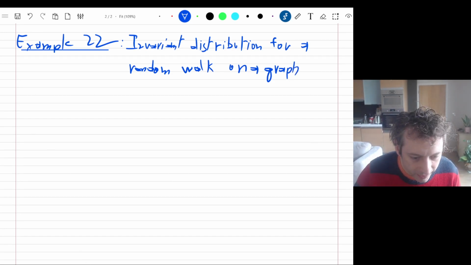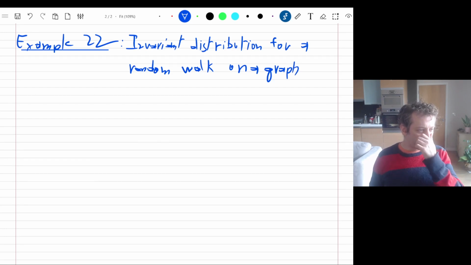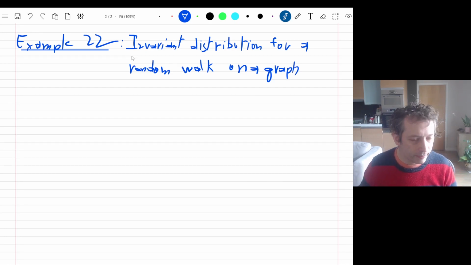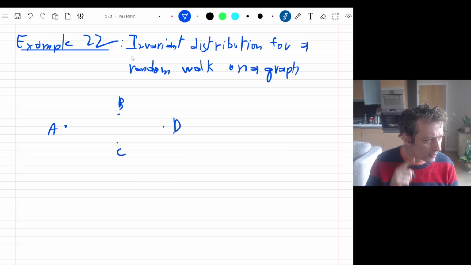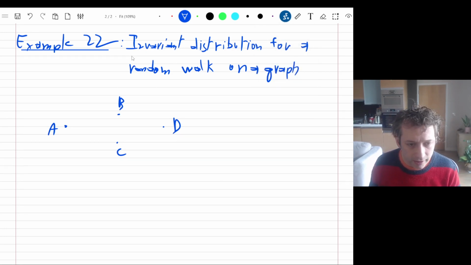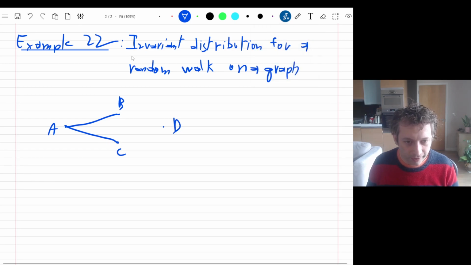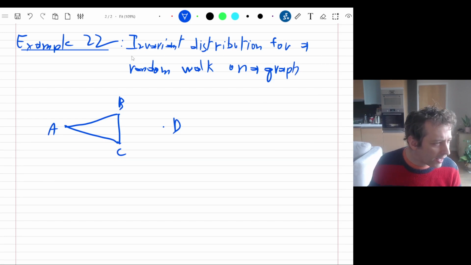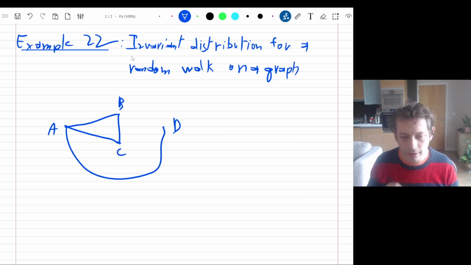Specifically, so what are we taking? We're taking a graph with 4 vertices, A, B, C, and D. And we have a few edges, which are A to B, A to C. Supposed to draw straight lines, but I'm not doing it well enough. That's fine. B to C and A to D. Now let's make that one not straight. There you go.